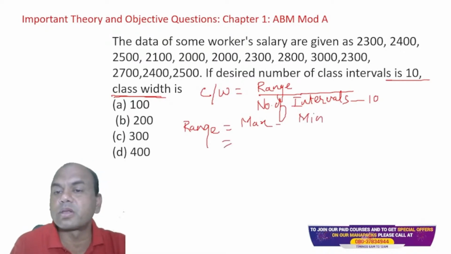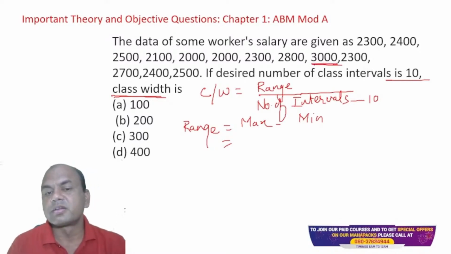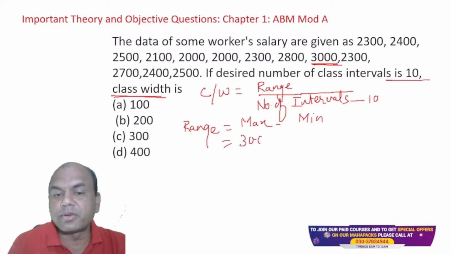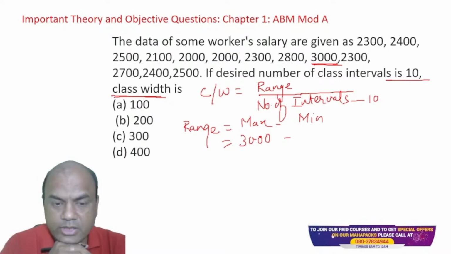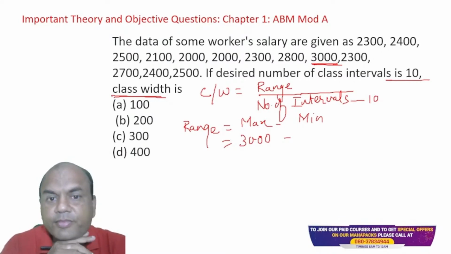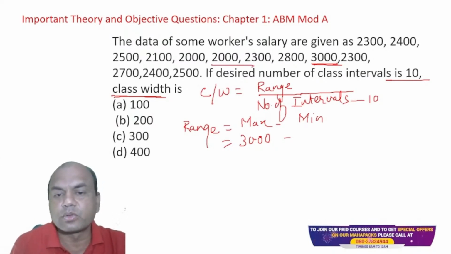What is the maximum number here? 2300, 2400, 2500, 2100, 2000, 2000, 2300, 2800, 3000, 2300, 2700, 2400, 2500. 3000 is the maximum number, isn't it? So 3000. What is the minimum number then? Type in the comment section, everyone. Minimum number is 2000, correct? This is the lowest number. So range is 3000 minus 2000, so 1000.